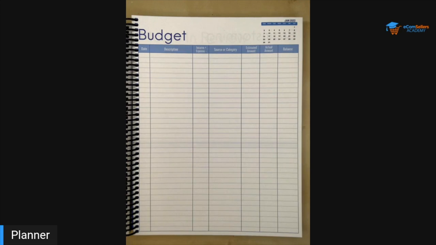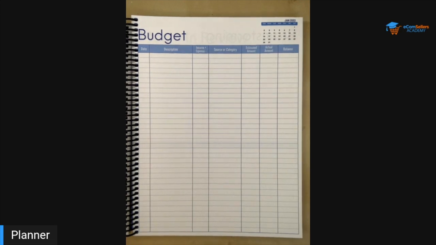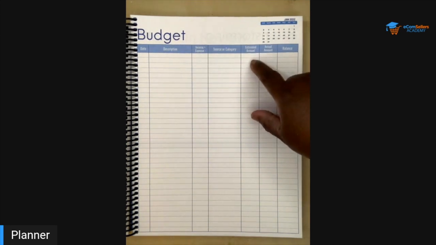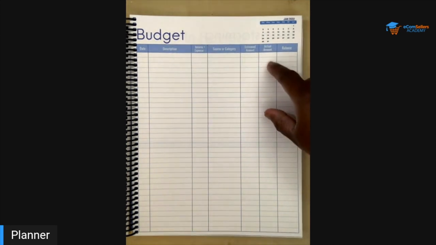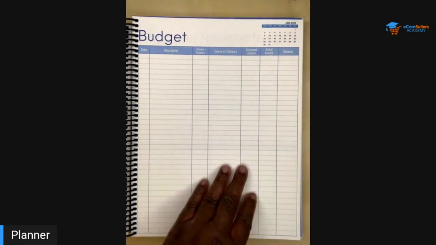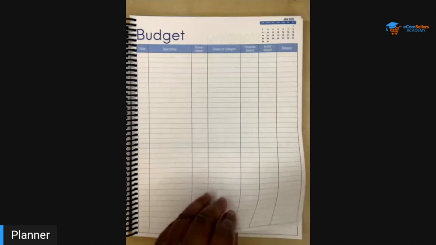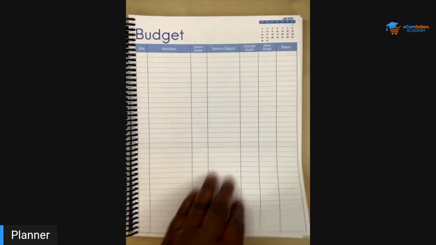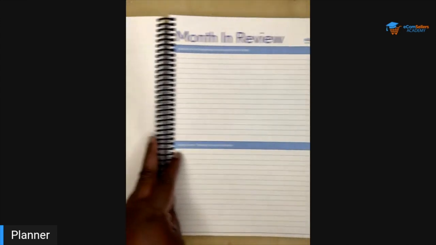Same thing with expenses. So you may have monthly subscriptions. That's going to be an expense. And so for category, you can put that as subscription. Other expenses like shipping supplies or anything like that, paying for your VA, that's an expense. What was your estimated cost if you want to do some projections? And then what was the actual cost? And then you can see what your balance is, to see if you have enough money that you're making in your business every single month. So I encourage you to fill this out, keep track of that.